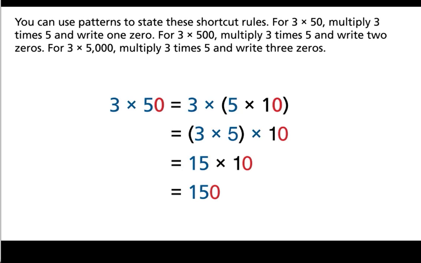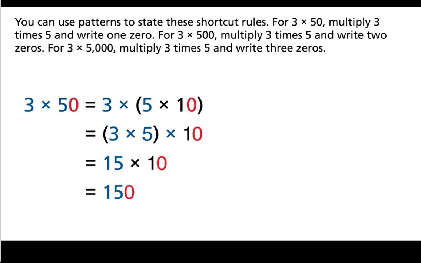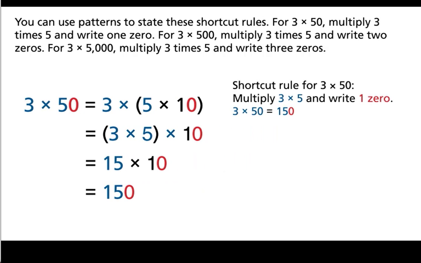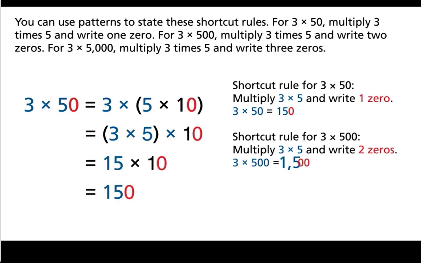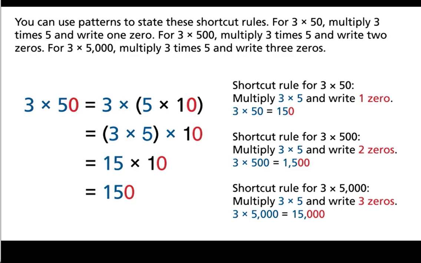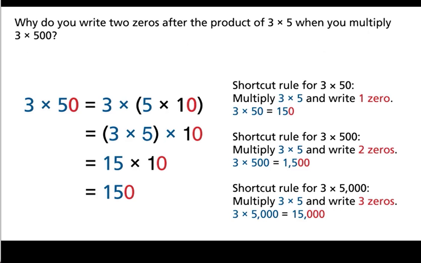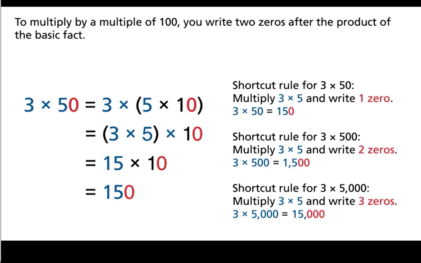You can use patterns to state these shortcut rules. For 3 times 50, multiply 3 times 5 and write 1 zero. For 3 times 500, multiply 3 times 5 and write 2 zeros. For 3 times 5000, multiply 3 times 5 and write 3 zeros. Why do you write 2 zeros after the product of 3 times 5 when you multiply 3 times 500? To multiply by a multiple of 100, you write 2 zeros after the product of the basic fact.